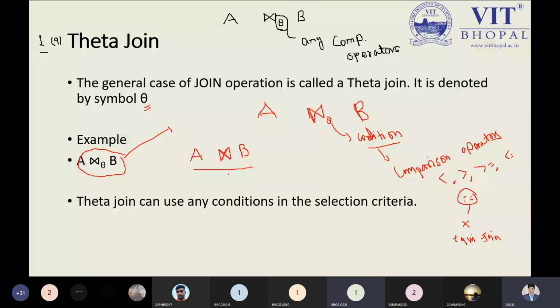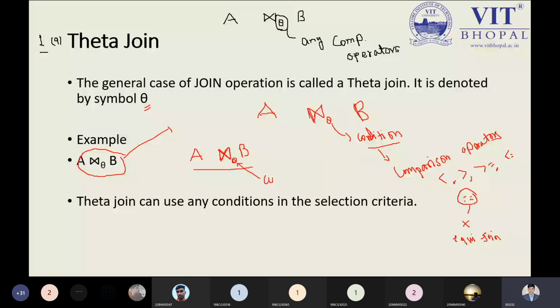What is this? I'm just changing the symbol right now. See, now it has become A join B. A join B. But if I use this symbol with a subscript inside it, this is known as the theta join. So in the subscript, if I denote theta, it means theta join. This theta means we are talking about the condition. We have to identify theta as a condition.